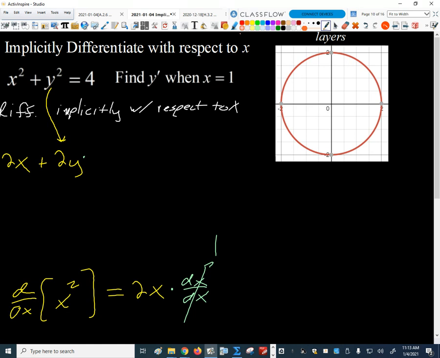Y prime. Yeah, exactly. Right? The derivative of something squared is 2 times something, times the derivative of what's inside, the derivative of y with respect to x, there's my y prime. Okay? Equals, what's the derivative of 4, everybody?